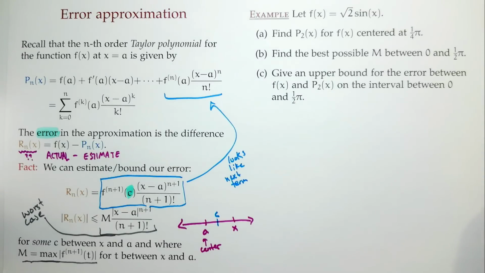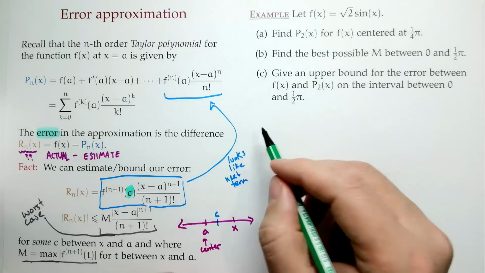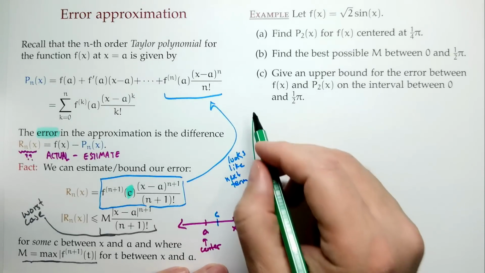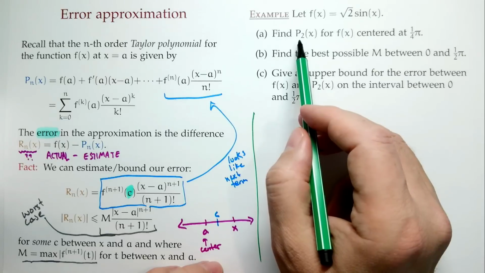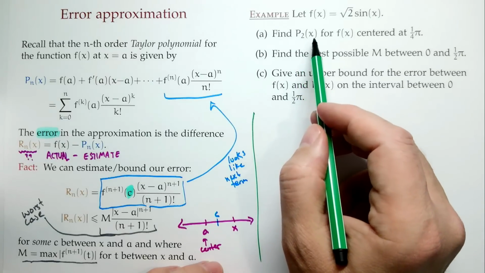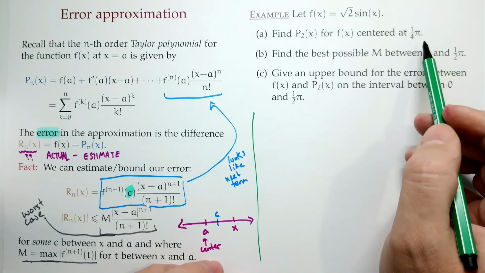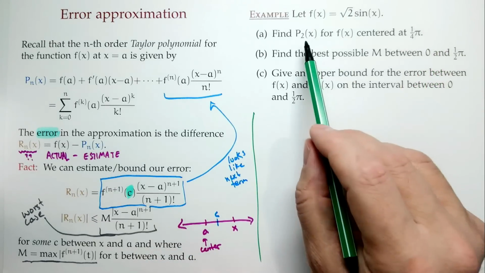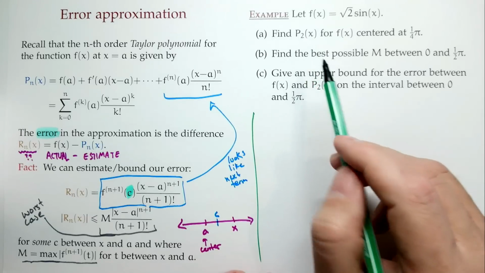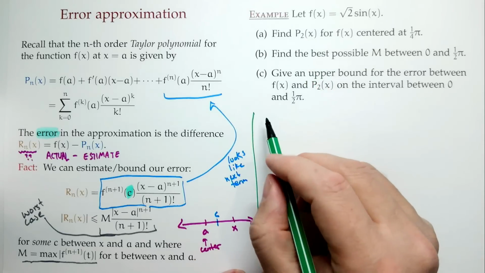So suppose I have the function f of x equals square root of 2 sine of x, and there's a 3-part problem, and hopefully we can squeeze it all into what's here. So the first part, find P2 of x for the function centered at pi over 4. So that's the second order Taylor polynomial. That's what it means by P2 of x. So what does that mean?